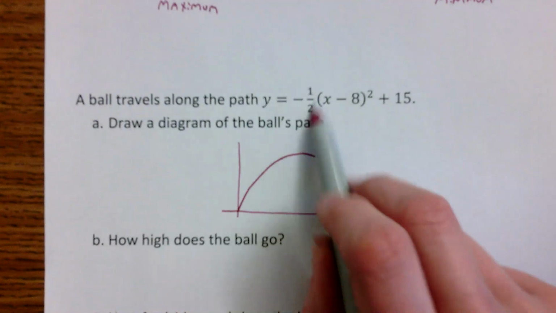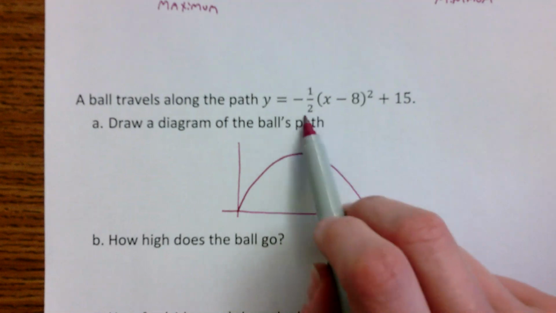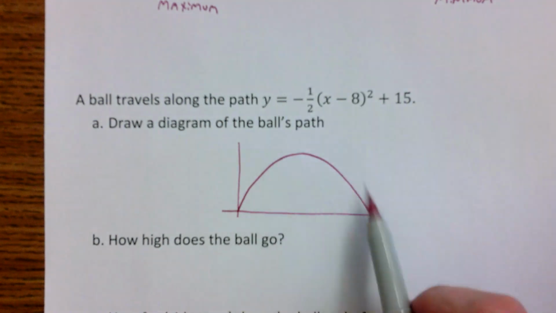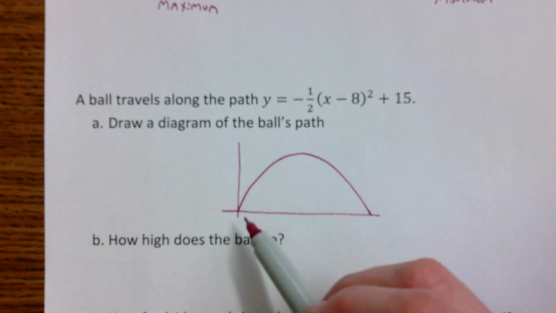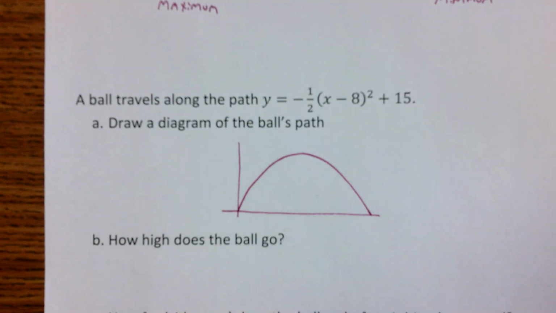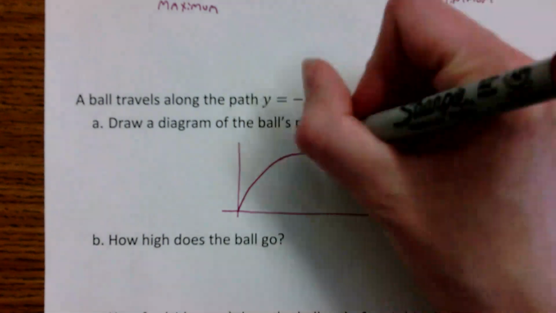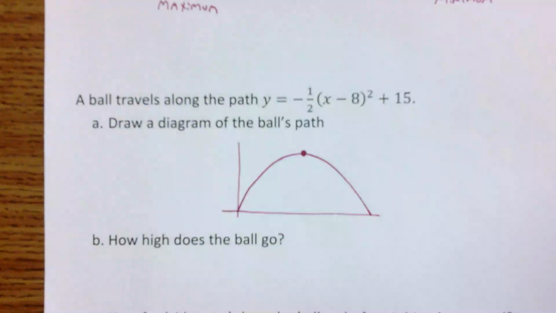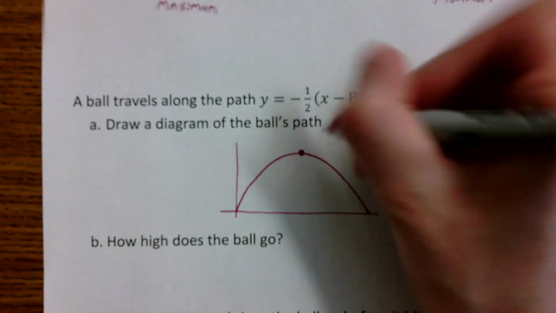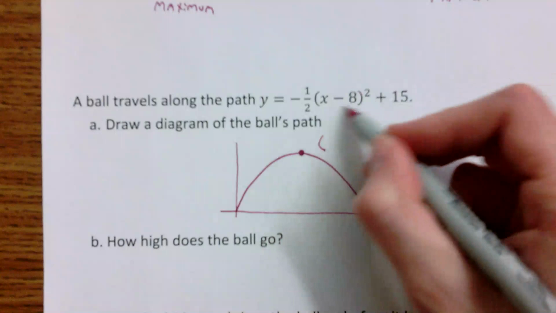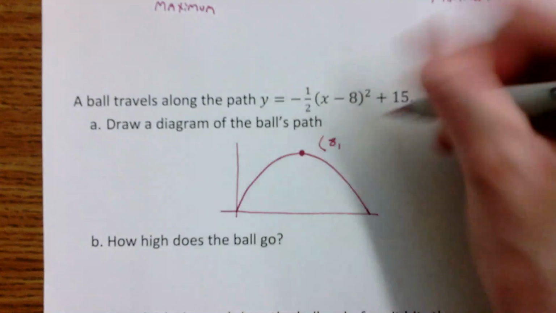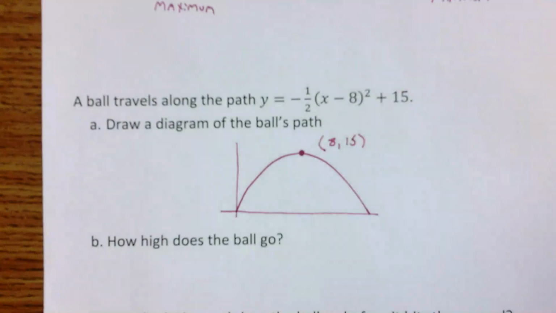Okay, and I know that it's going to look this way, right? It's got a maximum because my A value is negative. So if A is negative, that's how I know it's going to look like this. And also, you probably know how a ball works. The only other thing I can add is the coordinates of this point up here, because that's my vertex. So the coordinates of that point are going to be 8 and then 15.